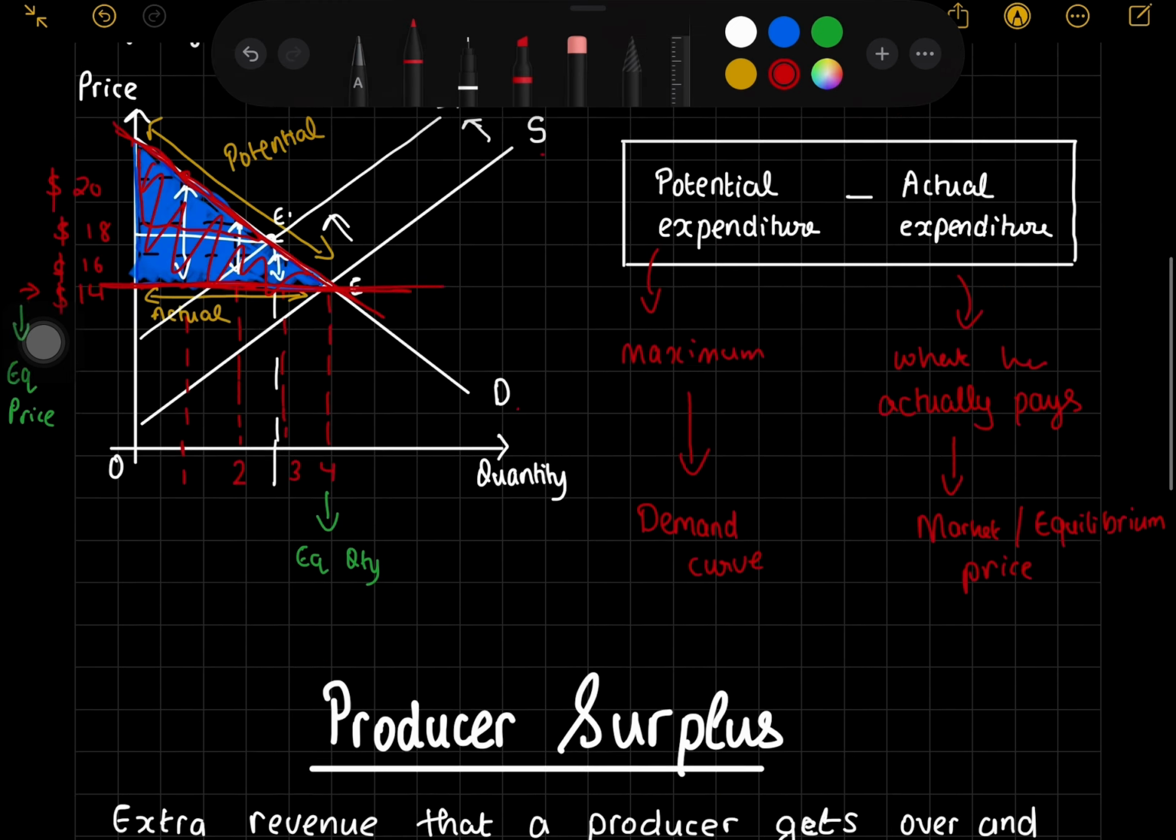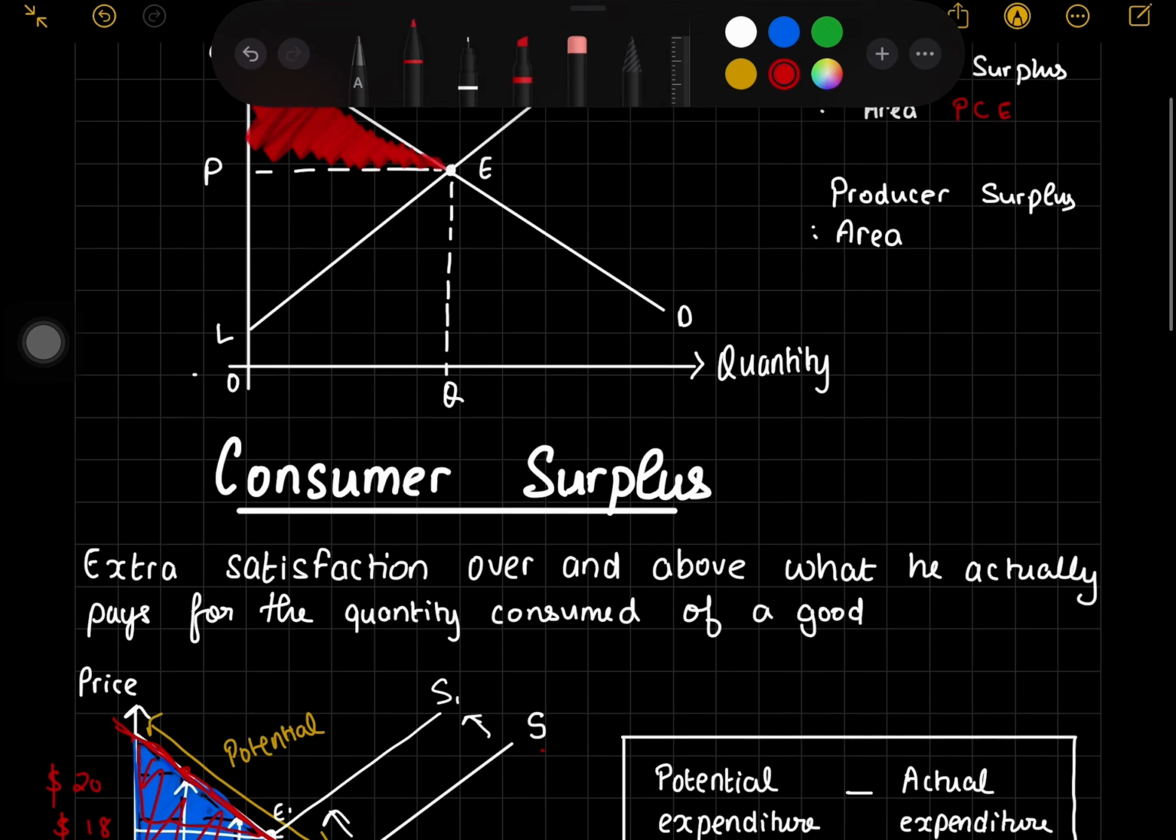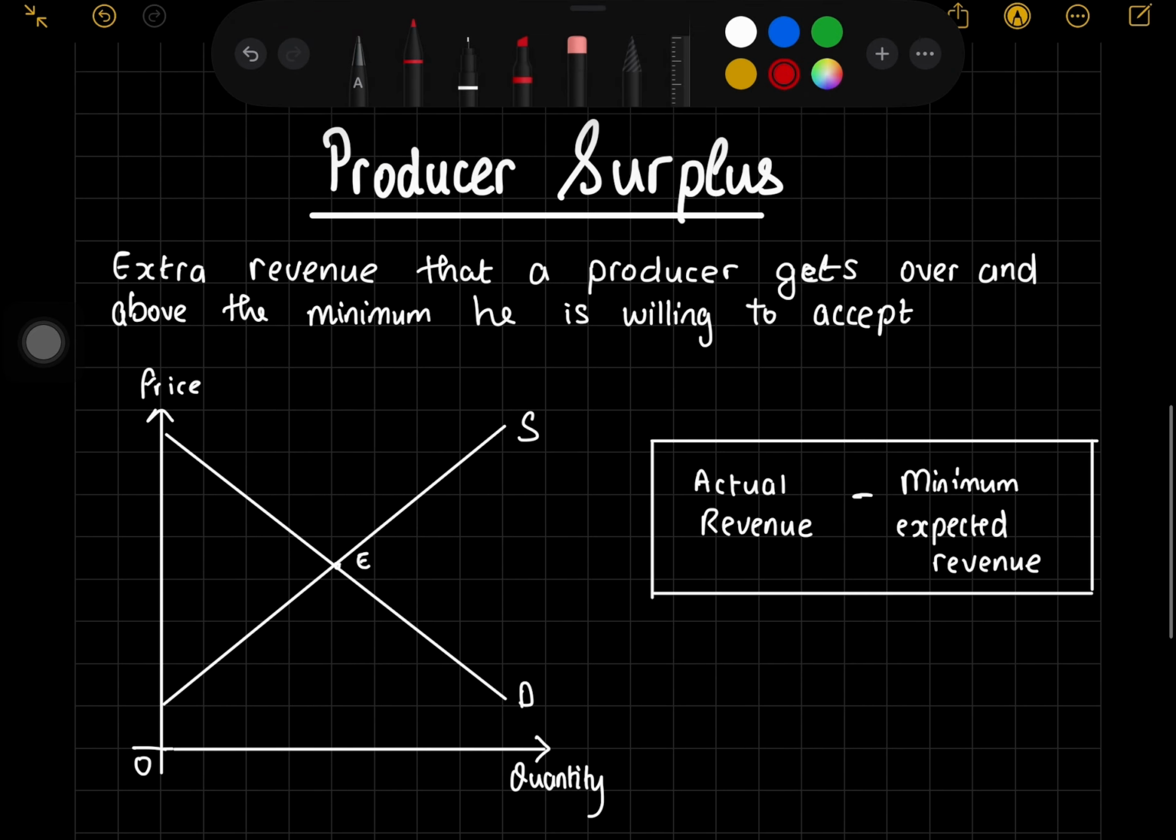So let us move on to producer surplus. It is just as easy as consumer surplus. So producer surplus is from the producer's point of view. It's from the firm's point of view. The firm's main objective is maximization of profit. So they want to maximize the revenue they obtain, of course, while minimizing their cost, hence maximizing their profits.